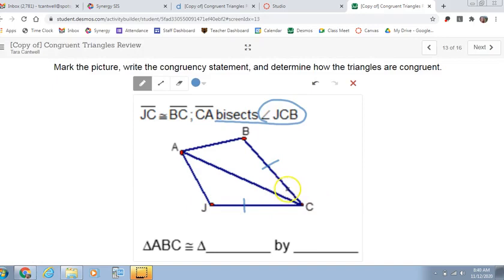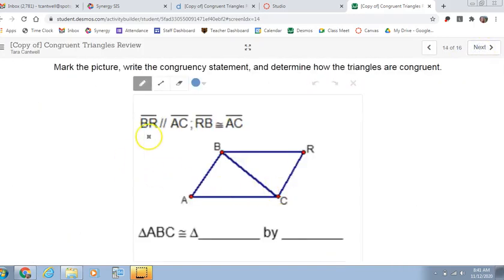If it's being cut into two equal parts, that means that these two angles down here are equal, BCA and JCA. Now, those are only two parts, but we can tell when we look at this picture that these triangles have a shared side. Side AC is in both of them, and it's congruent to itself. So now we have two sides with the included angle. So this is a side angle side congruence. And make sure we put them in the right order. A, B, C is congruent to A, J, C, matching up our parts.